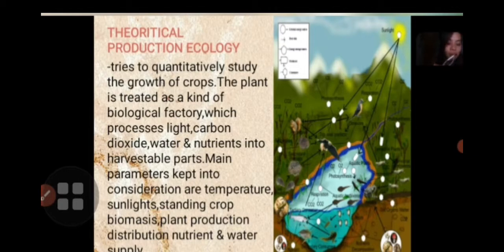So theoretical ecology is the use of conceptual, mathematical, and computational methods to address ecological problems. It uses idealized representations of ecological systems, often parameterized with real data, to investigate issues that are difficult to address through experimental or observational investigation. So that is what we call theoretical production ecology.